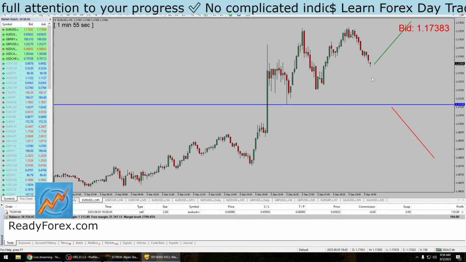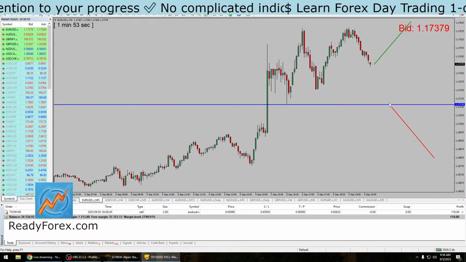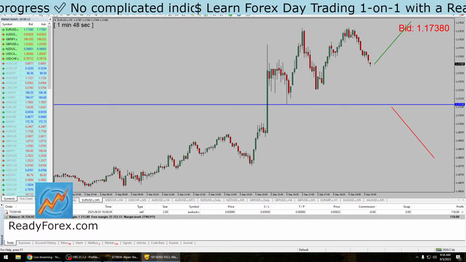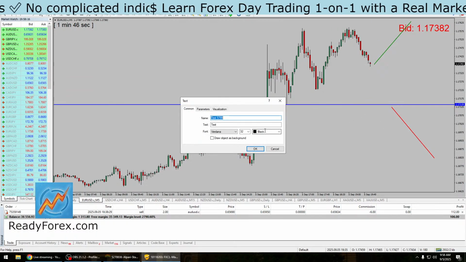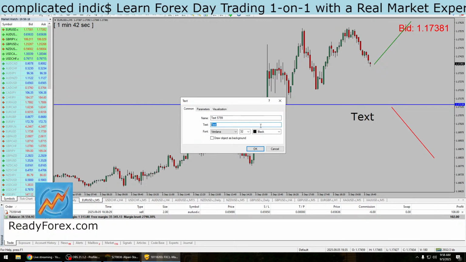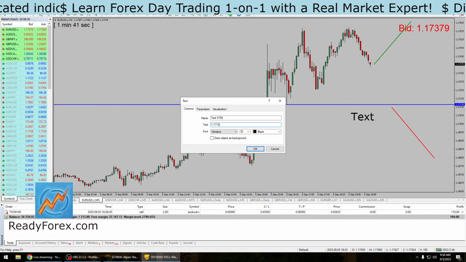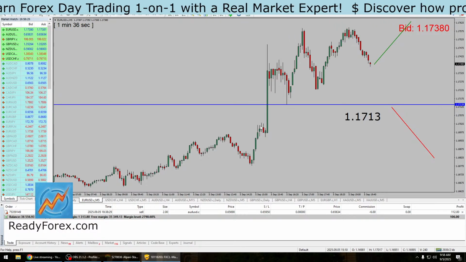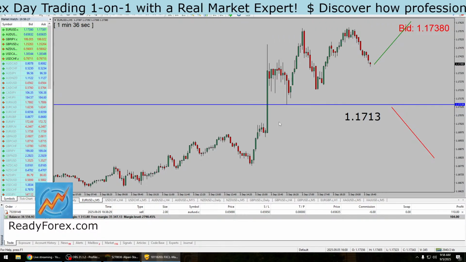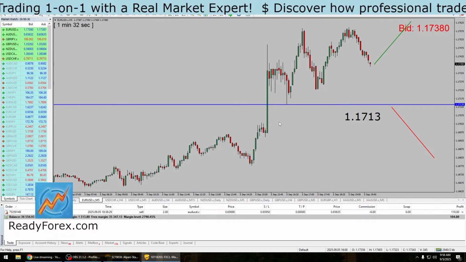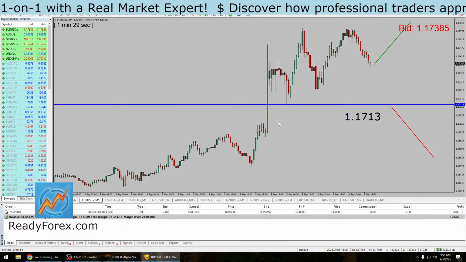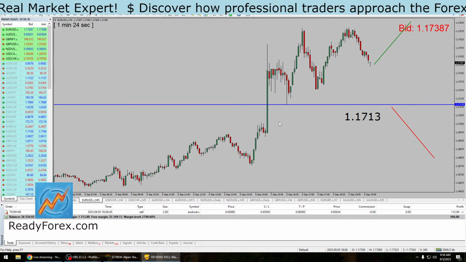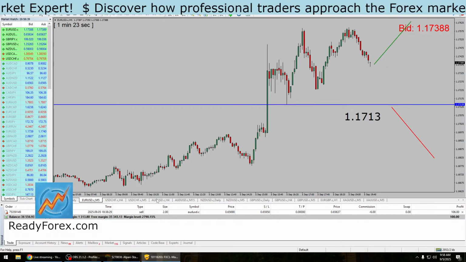But if we do get a top and a drop and euro dollar breaks below the 1.1713 area, let me write it down over here, 1.1713. So if price action breaks below this area, then the chances are high that euro dollar is probably going to drop. Otherwise, wait outside.